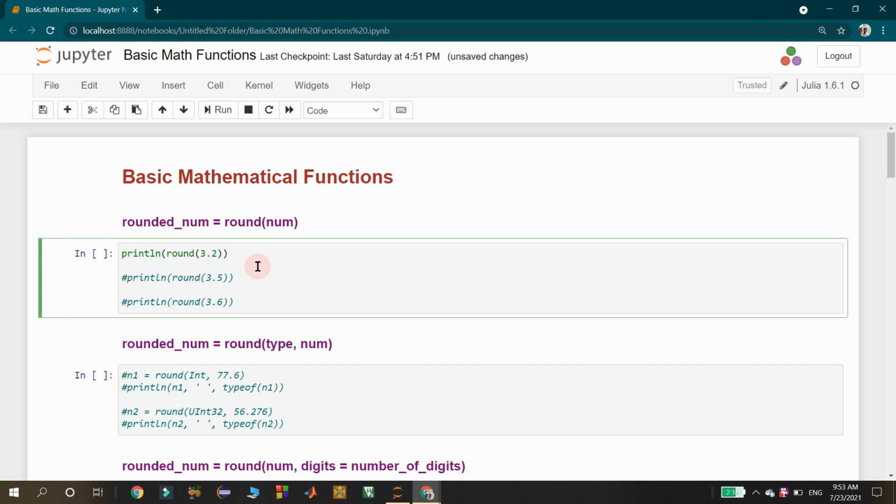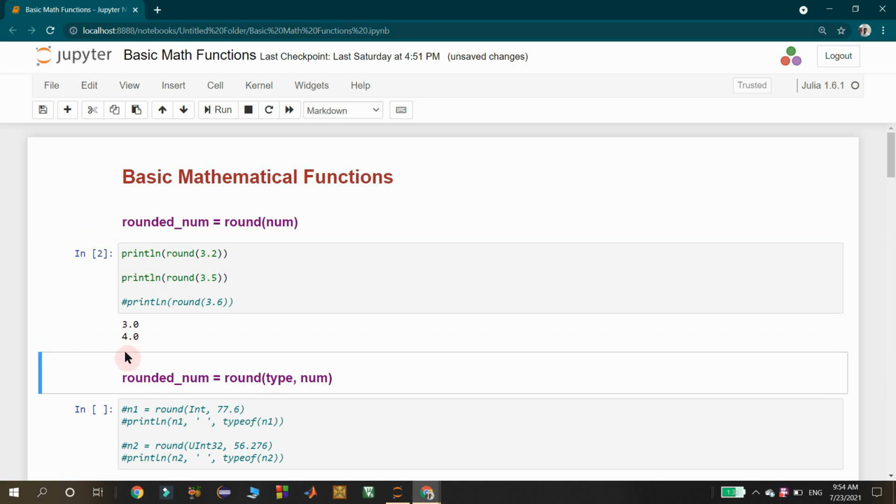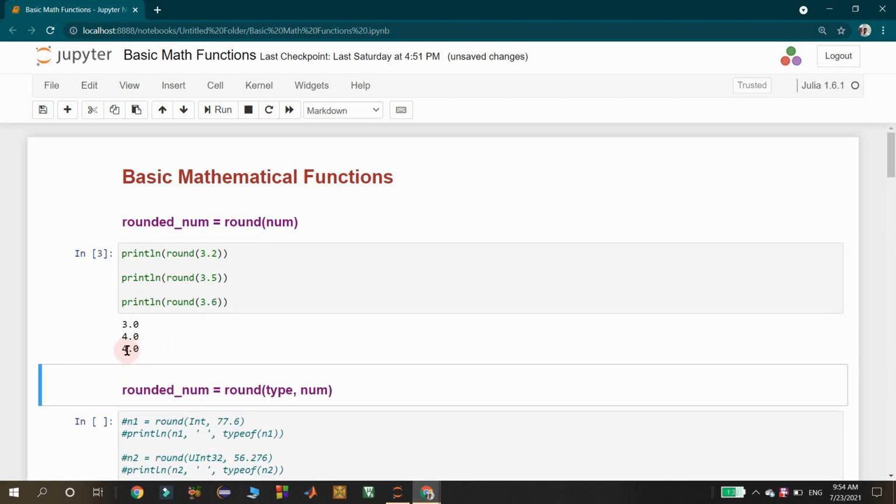If I uncomment and run this cell, then I get 3.0 as the value after rounding. And then I am considering 3.5 as the value for the round function. Then we get 4.0 as the value after rounding. Next I am considering 3.6 as the value for the round function, then we get 4.0 again.